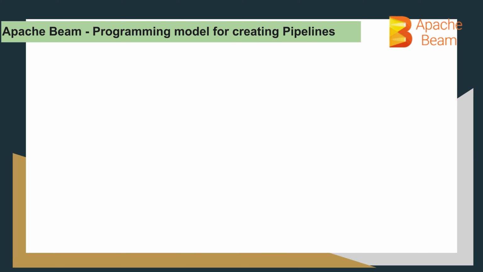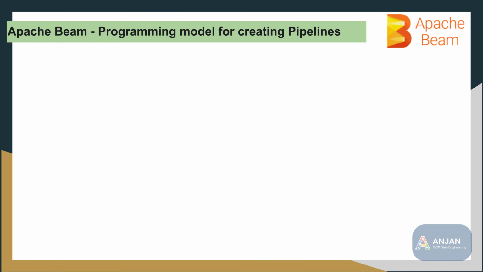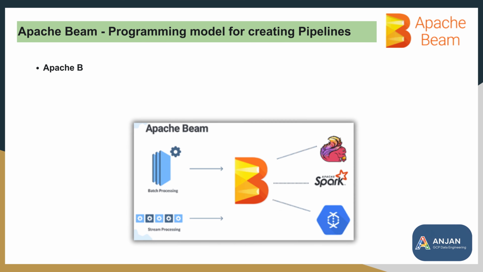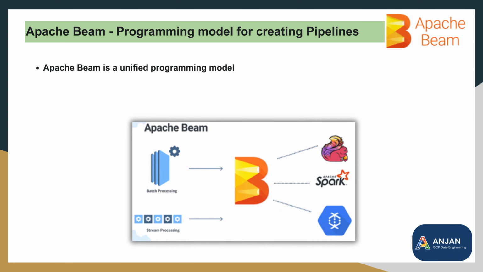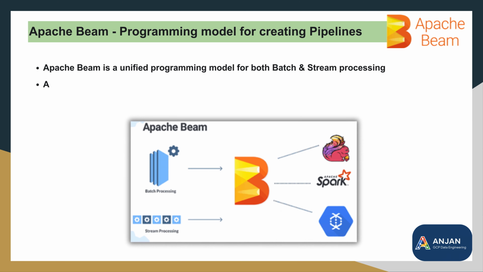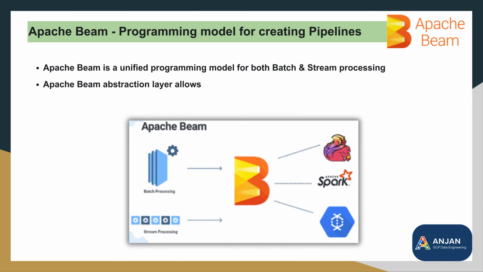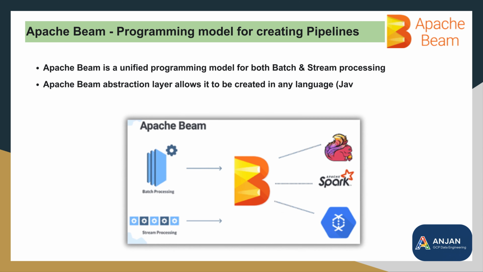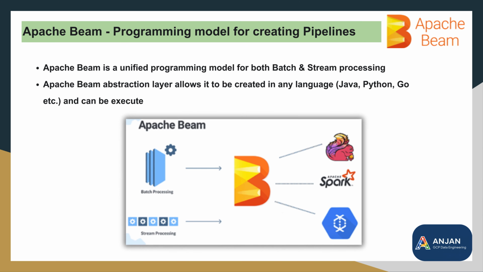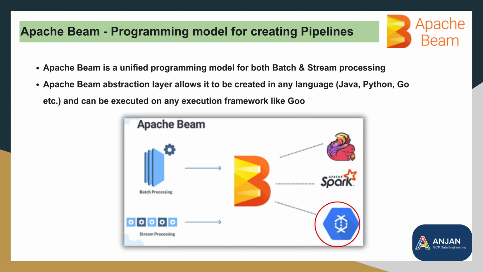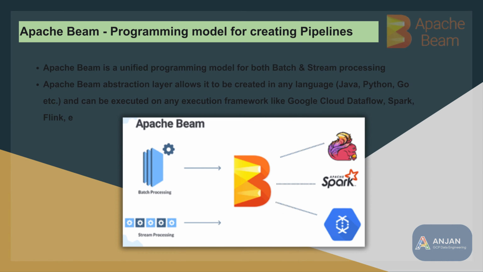Now, let's talk about Apache Beam programming model for creating pipelines. Apache Beam is a unified programming model for both batch and stream processing. Apache Beam abstraction layer allows pipelines to be created in any language like Java, Python, Go, etc. and can be executed on any execution framework like Google Cloud Dataflow, Spark, Flink, etc.